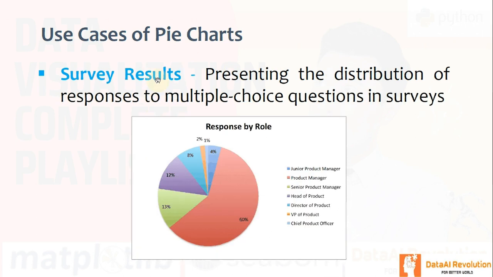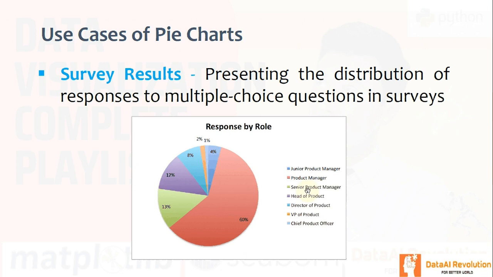Survey results. Assume for example you are working for a company and the HR department of your company has created a specific Google form to take a sample survey from all the employees, and they want to analyze how many people have responded to this particular form based on role. These are different roles: junior product manager, senior product manager, head of product, director of product, VP of product, and chief product officer. This pie chart shows 60% are product managers. It means that 60% of product managers have responded to that particular survey.